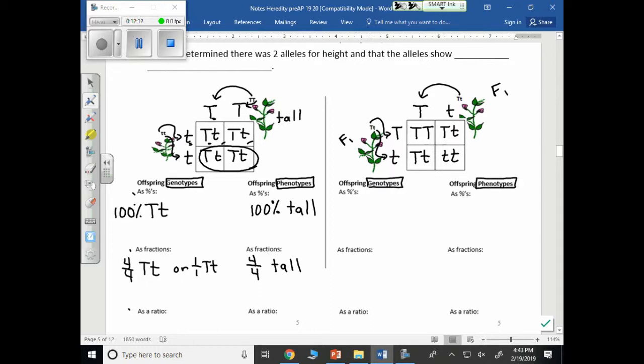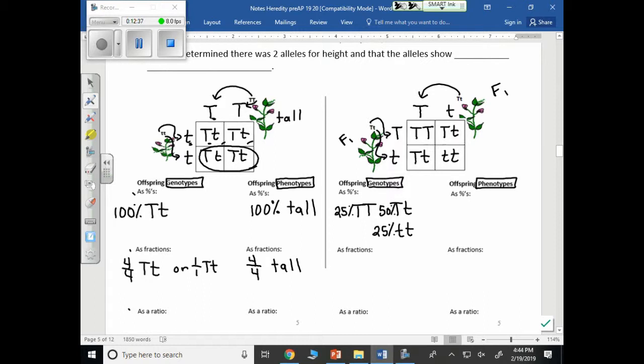So let's talk about genotypes. Genotypes are the letters, and it says as percents. So we've got three different letter combinations. We've got big T, big T. We have big T, little t, and then we have little t, little t. So we'd write 25% big T, big T, 50% big T, little t, and then 25% little t, little t.